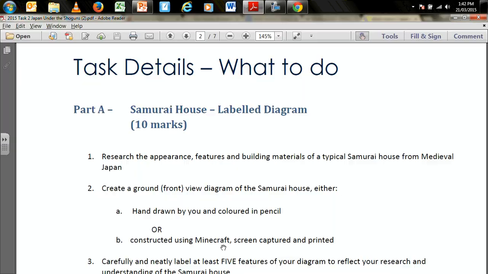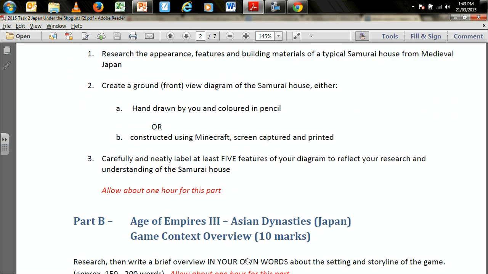So just a reminder though, that your label diagram, if you look in the marking criteria, 5 marks of this 10 are for your diagram and 5 marks are for your labelling. So your labelling and giving specific information in your labelling, you probably want to be able to have at least five sentences of information in total, so 5 different sentences about 5 different features on your diagram.